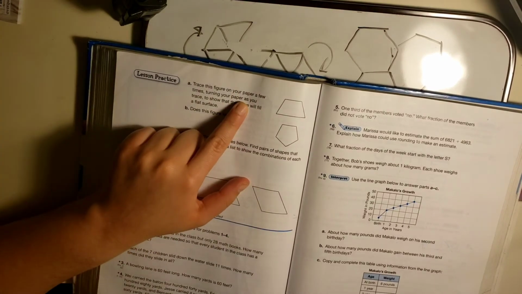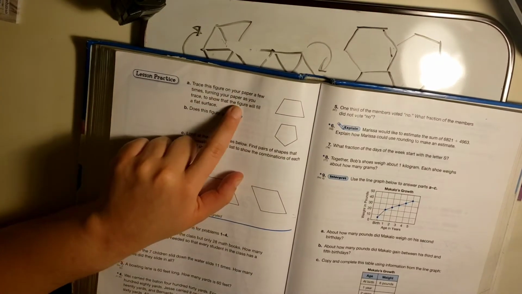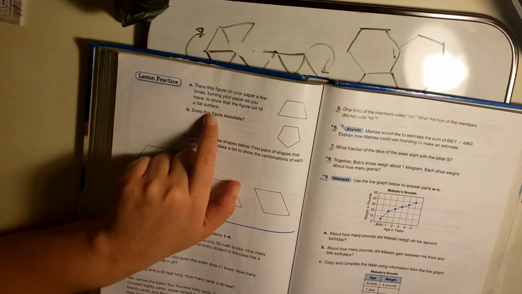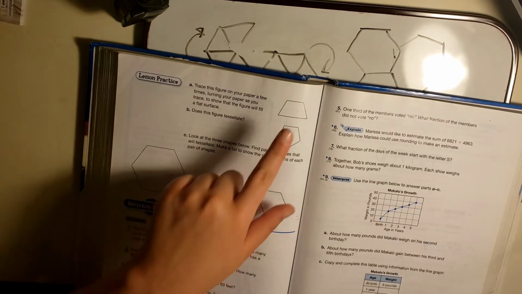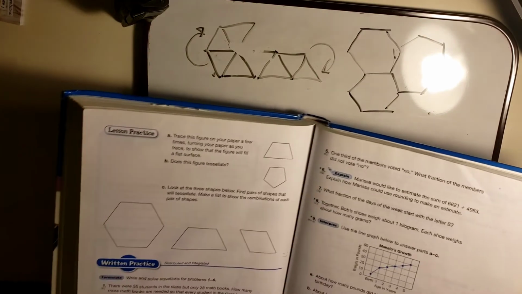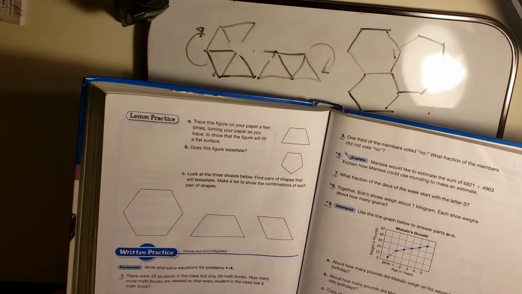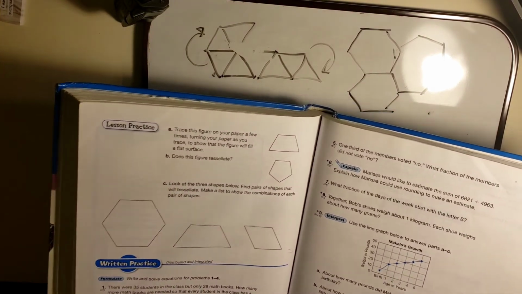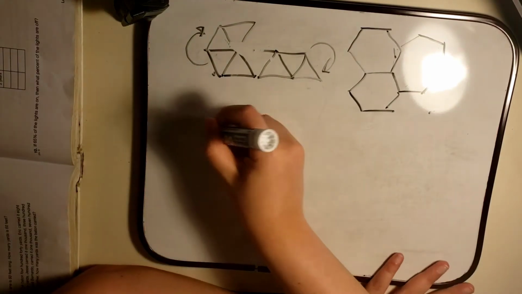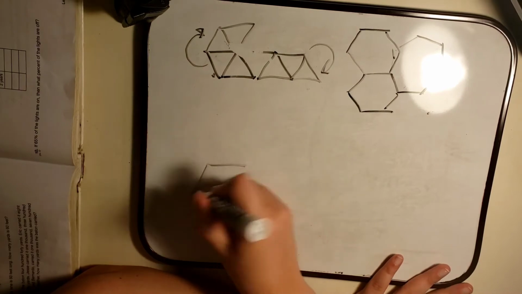Alright, lesson practice says to trace this figure on your paper a few times, turning your paper as you trace to show the figure will fit a flat surface. So this means to just trace it and draw it a few times on your paper as you trace to show the figure will fit to a flat surface. So I'm going to go ahead and draw this, draw it down here.